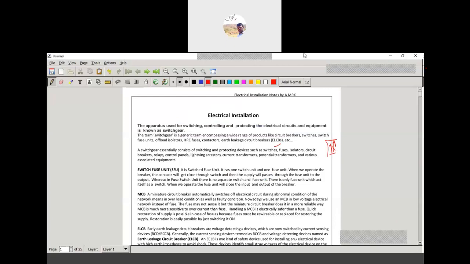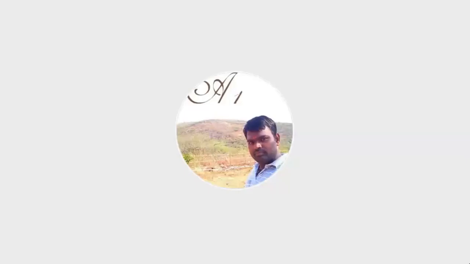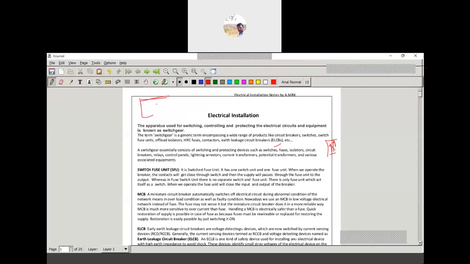First, here we'll talk about what is meant by switches. Switches are used for on-off purposes. For higher ratings, domestic use has 2 ampere switches, 5 ampere switches, 16 ampere switches, and sometimes 20 ampere switches, based upon the equipment. For smaller equipment, we use the 2 ampere switch. For higher equipment, we use 10 ampere, 16 ampere, and 20 ampere switches.